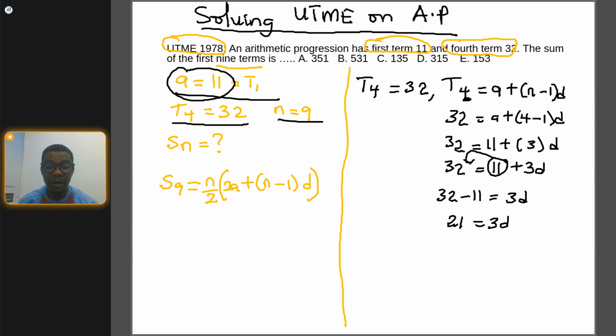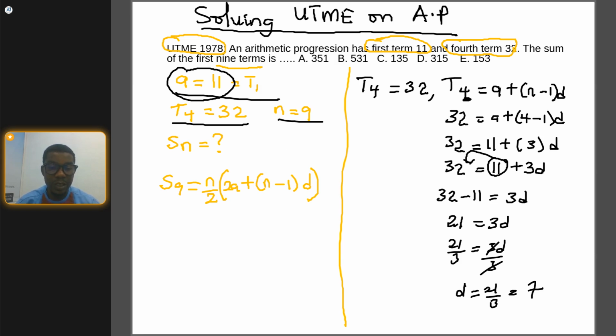Dividing both sides by 3, 21 over 3 equals 3d over 3. So if 3 cancels 3, we have d equals 21 over 3, which is equivalent to 7. Which implies that the common difference represented by letter D is 7. So if you have 7 now, that means we can go ahead to solve this question now.